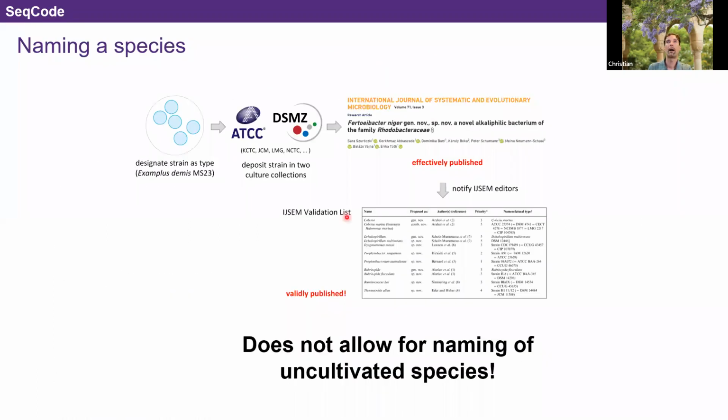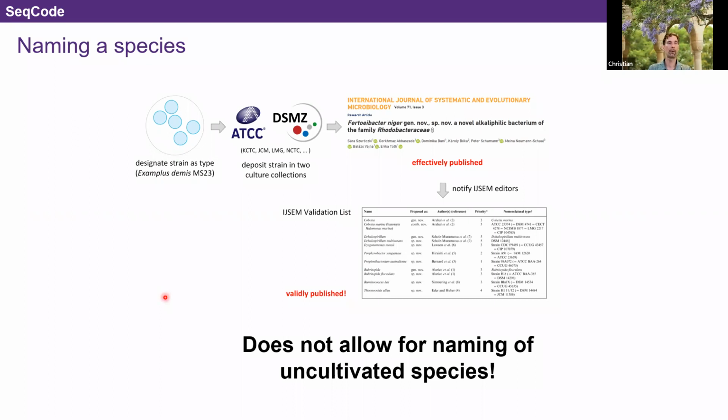So earlier we talked about naming a species, right? That you have to have type strains, you send to a culture collection. It's all very nice. But what if you have uncultured species? If you have, for example, a MAG, right? Genome sequences, then you cannot do this, right?